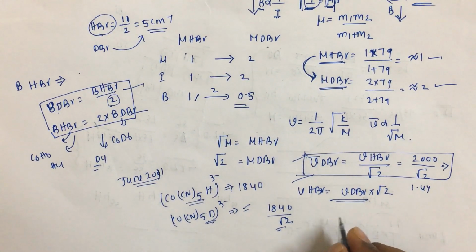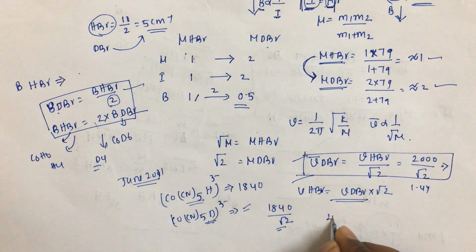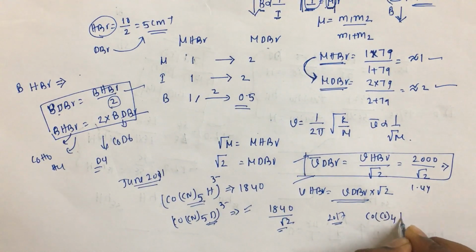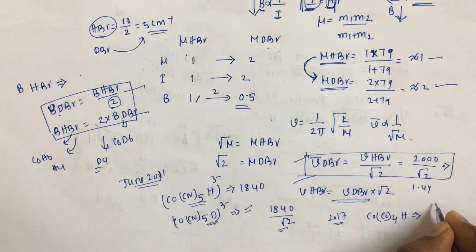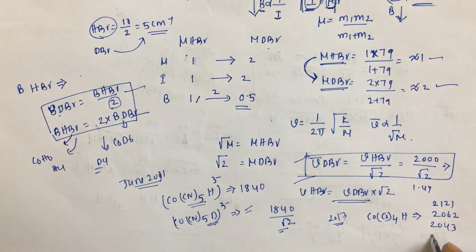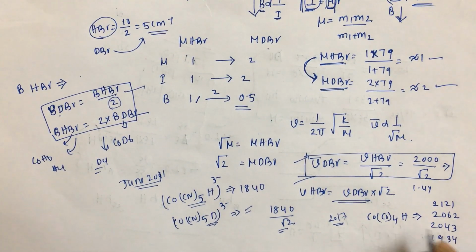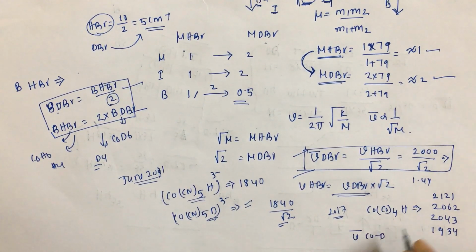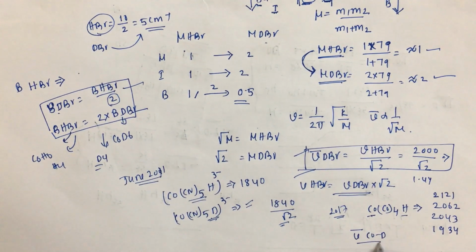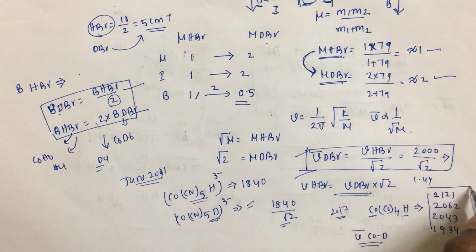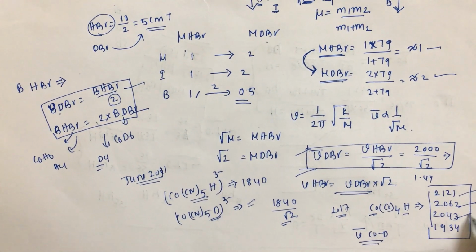Sometimes another question they have asked in 2017, they have given cobalt CO4 H, with four values: 2121, 2062, 2043, 1900, 34. Then they ask for the nu value of COD. So this is for nu of COH, and they have asked for nu COD. In this case you can take any value, this value, this value, any value.